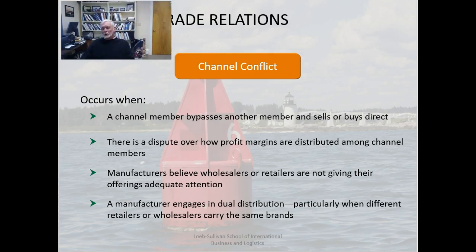You can have disputes about profit margins. Manufacturers often think that wholesalers and or retailers are not providing enough support for the products. They're emphasizing other products and not the products that they're buying from me, if I'm the manufacturer. And then dual distribution, where you've got distribution in competing retailers and or wholesalers, is always a place of channel conflict. How come you're selling your product to them? I'm your customer. All of a sudden now you're selling the guy down the street the same stuff. Now he's competing on price and my margins have gone to hell and I'm not happy with you. So that's a channel conflict issue.